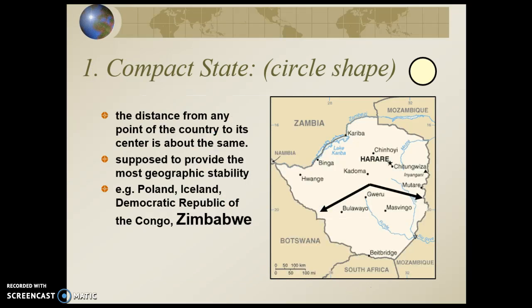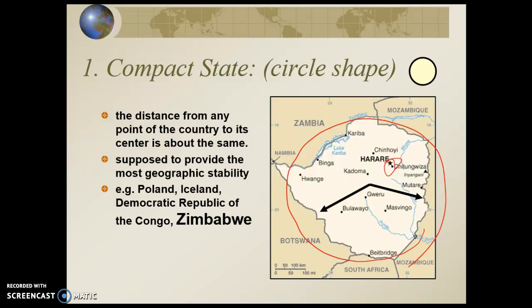So first, we have a compact state. These states typically resemble a circle-like shape. Here's an example of one in Zimbabwe. Many of these states have capitals that are near the center, and so they are pretty easy to govern for the most part. They're geographically stable, meaning that there are no weird borders or things that jut out, or they're not perforated in any way.